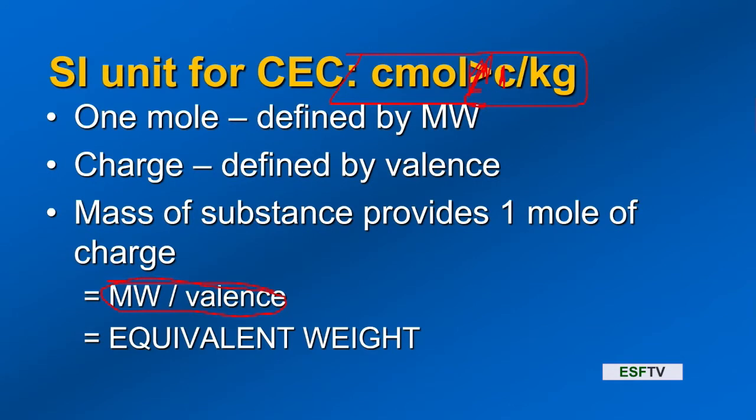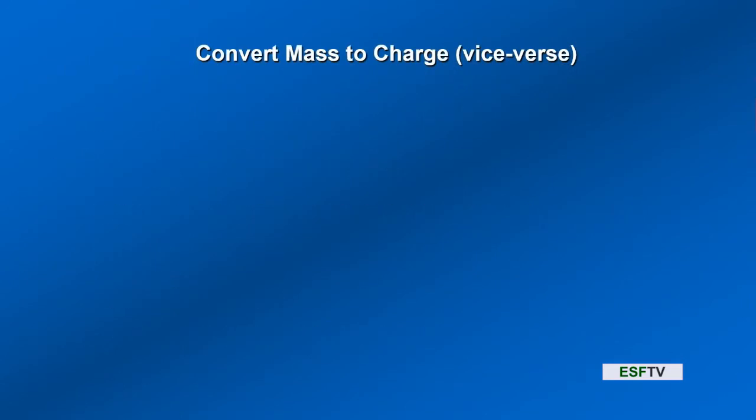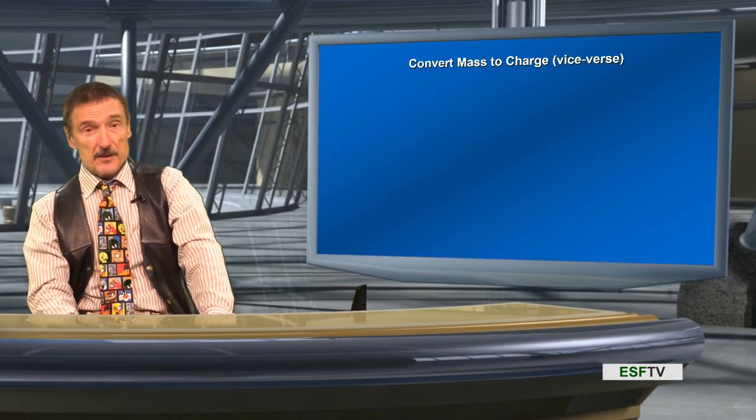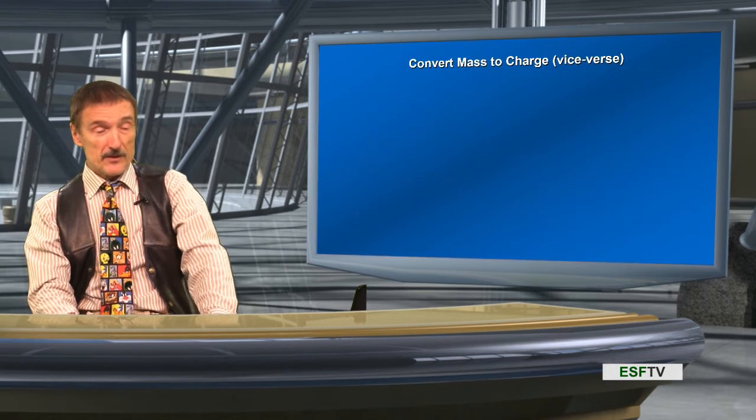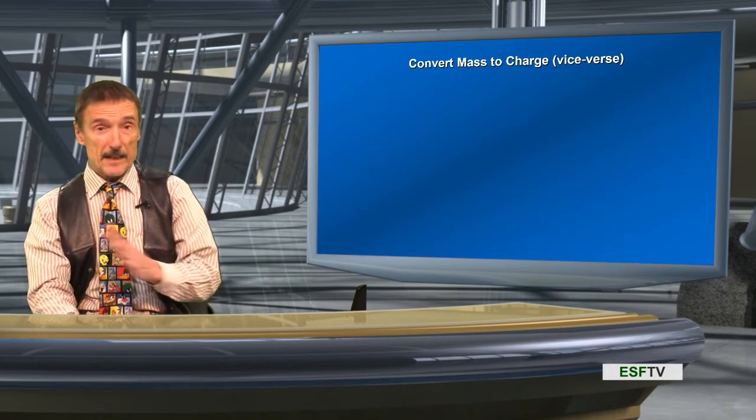Now we have a way to keep track of charge, and we can convert to mass. We'll find this very useful later as we get to some of these calculations. But for now, it's just the facts. So how can we use this? We want to convert mass to charge, or sometimes charge to mass. We need to go back and forth between these two.